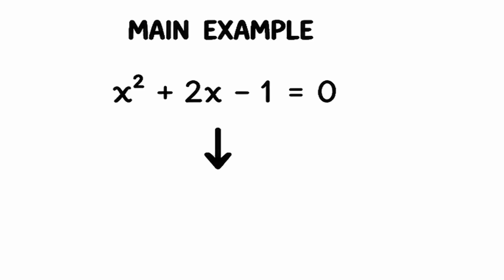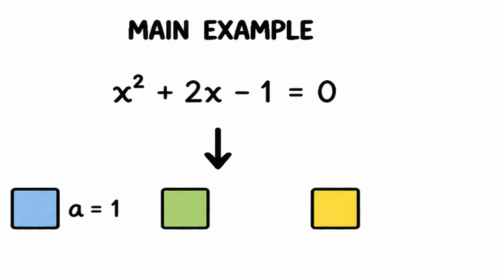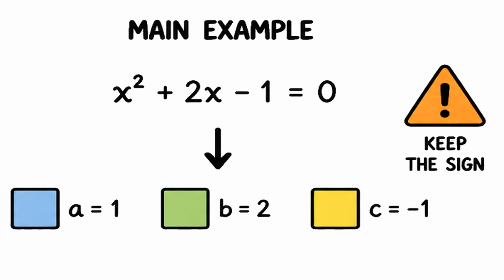Our main example is x squared plus 2x minus 1 equals 0. Identify the coefficients. a equals 1, b equals 2, and c equals negative 1. Write each value carefully, keeping the correct sign.